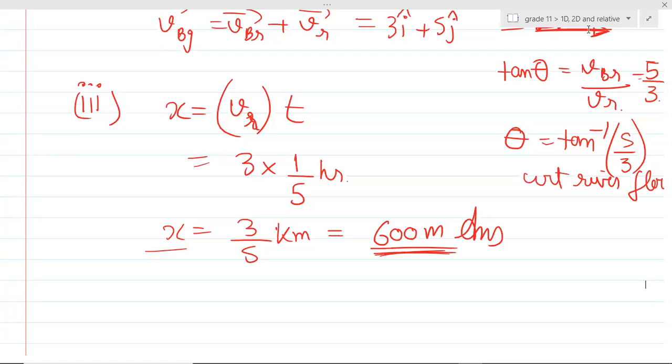So we'll see the upstream downstream thing, and we'll see some more problems. There are rainman problems, there are riverboat problems in this topic. So we'll see those. In the next class we'll be covering the whole thing, relative motion complete, and we'll finish off this chapter, kinematics, completely. And then we'll start with Newton's laws of motion from the next lecture onwards.